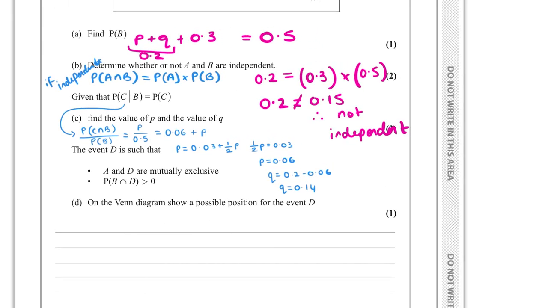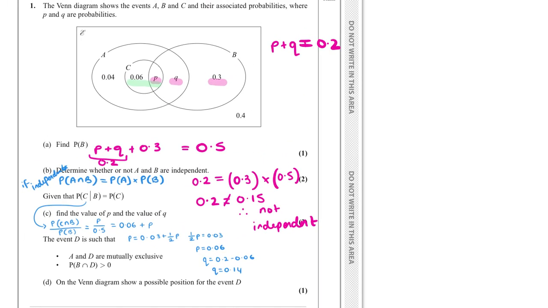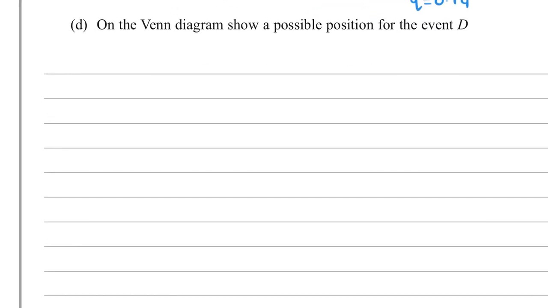Now, it then says, the event D is such that A and D are mutually exclusive. What does that even mean? If A and D are mutually exclusive, they don't even connect. That means A is going to be here, D is going to be over here. They're not even living their best life together. They're completely apart.